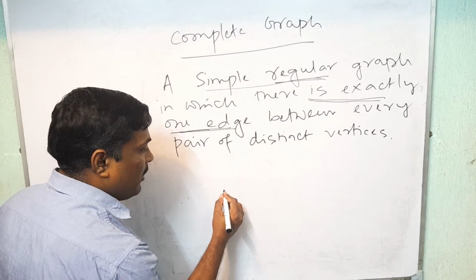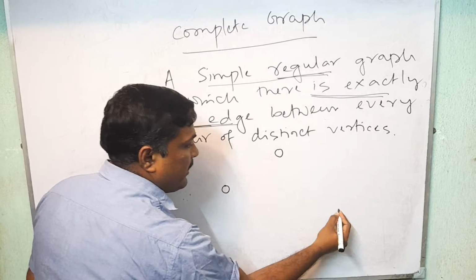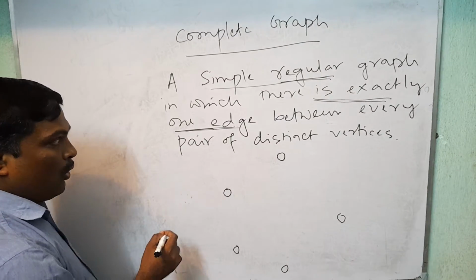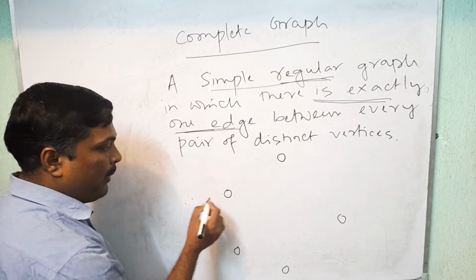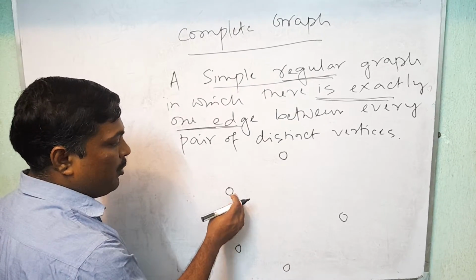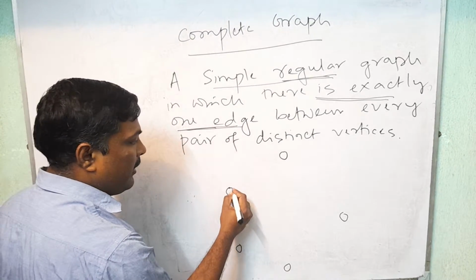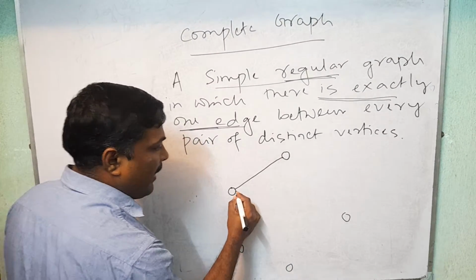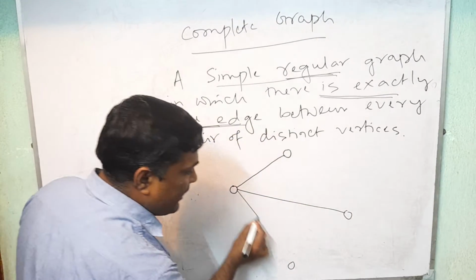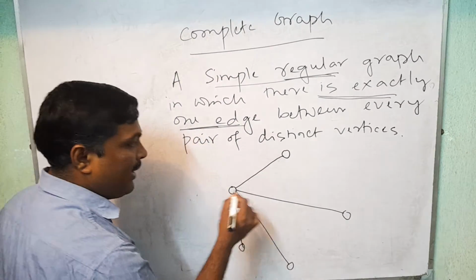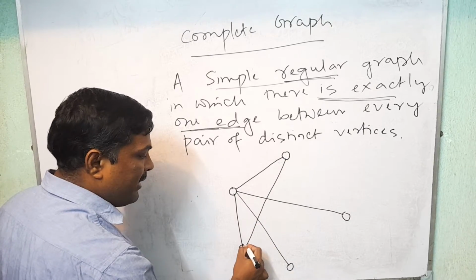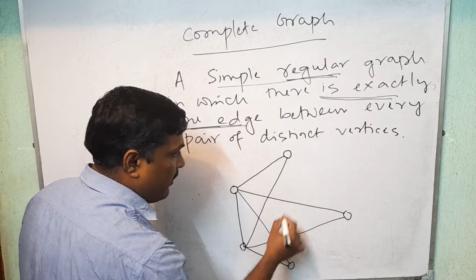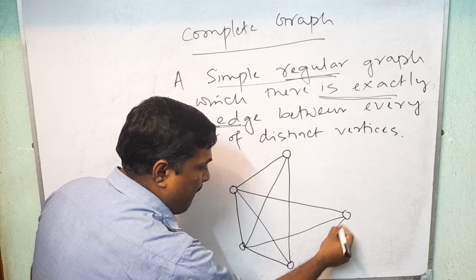Okay, see one example. Suppose this is one vertex, this is another vertex. These are 5 vertices. It is a simple regular graph, no parallel edge, no self loop, and for every pair of distinct vertices, suppose these two, take any two vertices, you will find exactly one edge. Between these two vertices, exactly one edge. These two, exactly one edge.